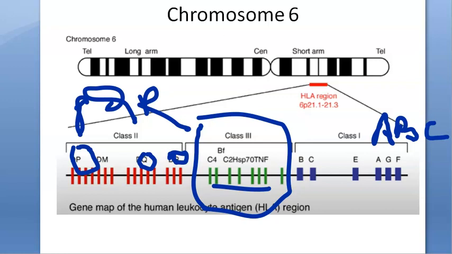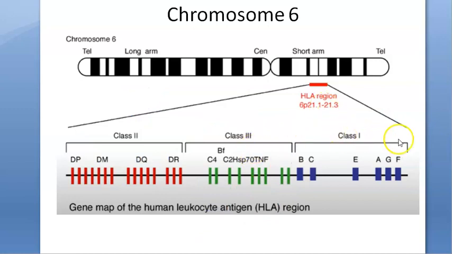Instead it carries genes that code for complement factors, tumor necrosis factor and steroid 21 hydroxylase. If you can understand that, good. But just remember class 1 ABC, class 2 PQR. That much you remember for examination sake.